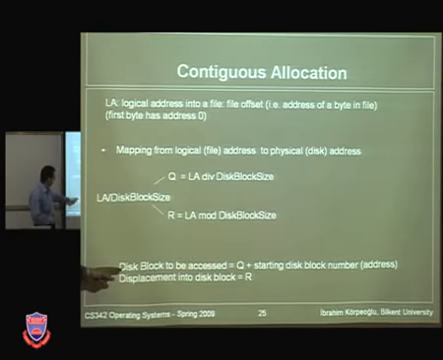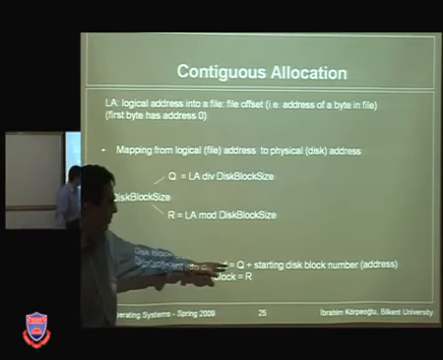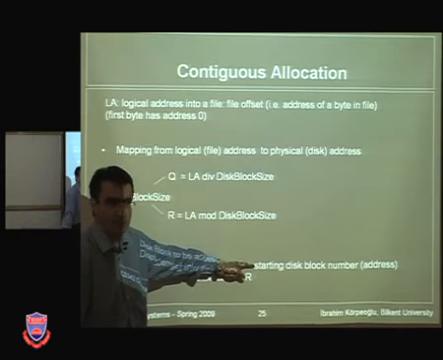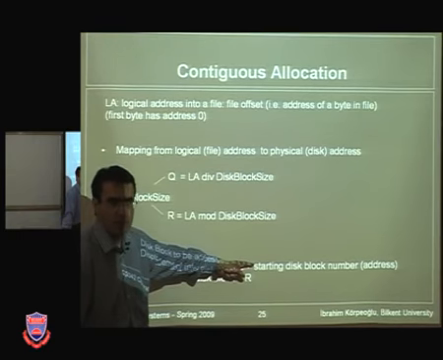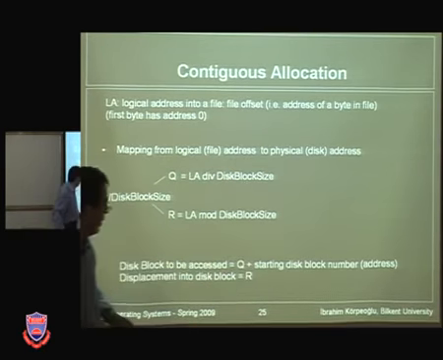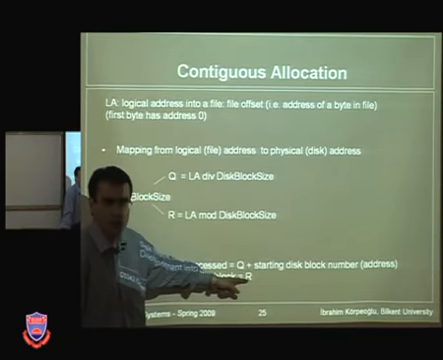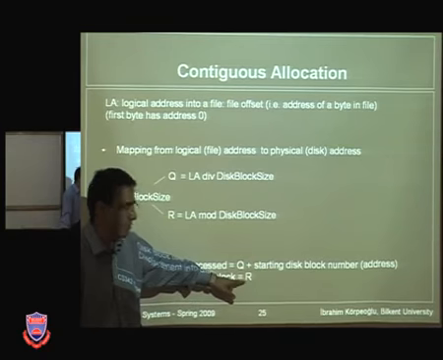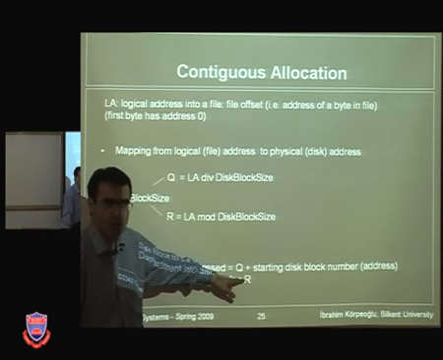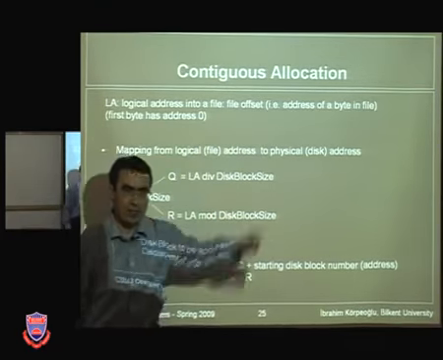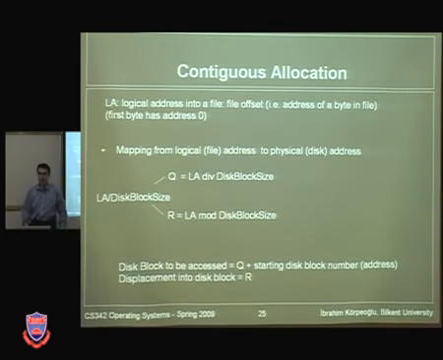So now the disk block to be accessed is what? It is Q plus the starting address, the start disk block number where the file is located on disk, okay? And then the displacement into the disk block is R. You have to go and access that byte inside that block, if you want to access a byte at that offset in the file. Is it clear? Any questions here?